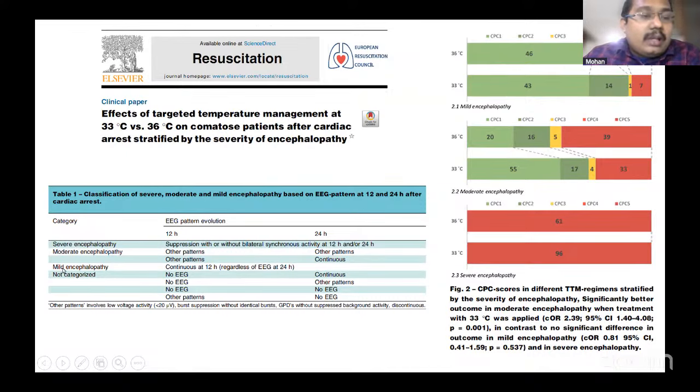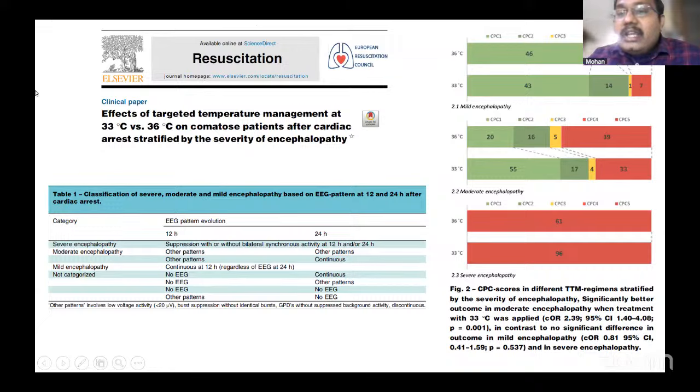Now, to say that it is mild encephalopathy, they have continuous patterns at 12 hours. To say that it's moderate encephalopathy, they have low voltage activity, burst suppression without identical bursts, GPDs without suppressed background activity, and discontinuous rhythm. For severe encephalopathy, it is background suppression with or without bilateral synchronous activity at 12 hours or 24 hours. So that's how they divided encephalopathy into mild, moderate, and severe.